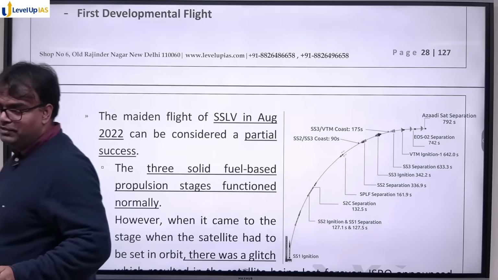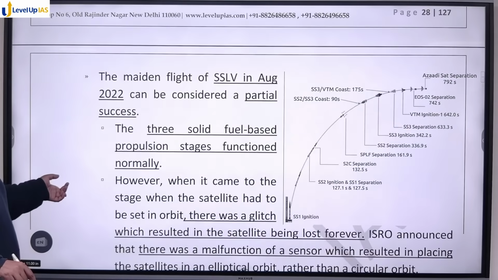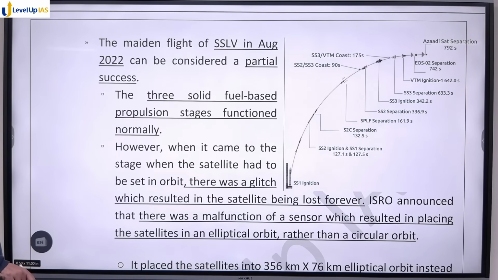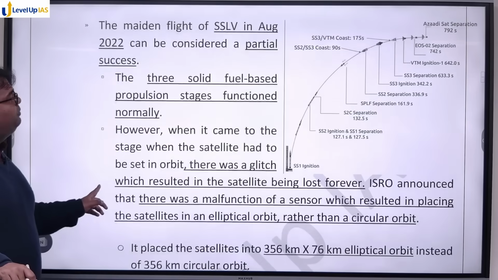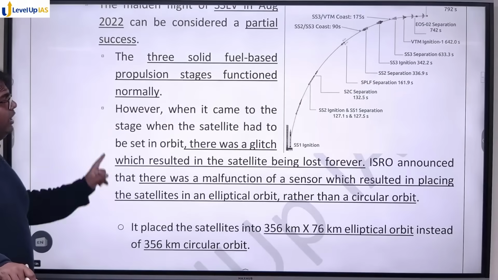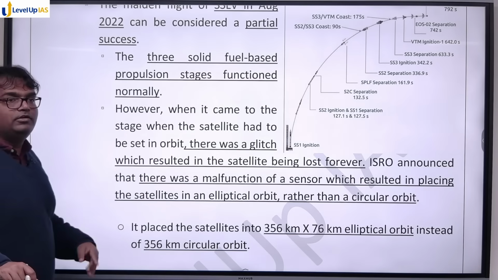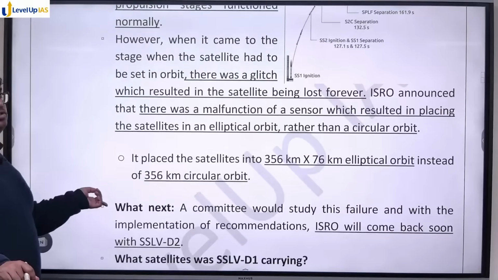It is being developed. Its first developmental flight was launched in August 2022, and as per ISRO, it can be considered partial success. Partial success means there must have been a problem in the last stages. The 3 solid fuel based propulsion stages functioned properly. However, when it came to the stage when the satellite had to be set in orbit, there was a glitch which resulted in the satellite being lost forever.